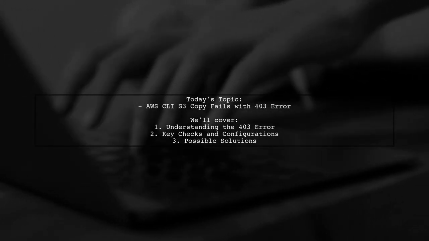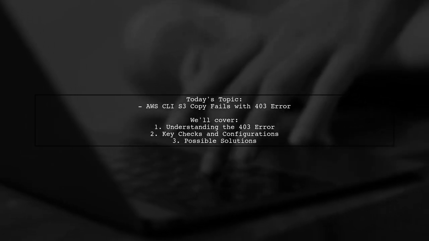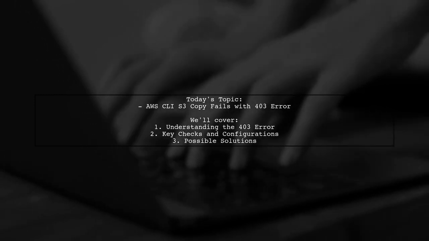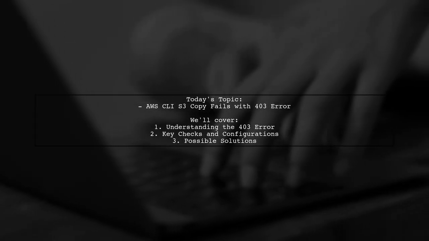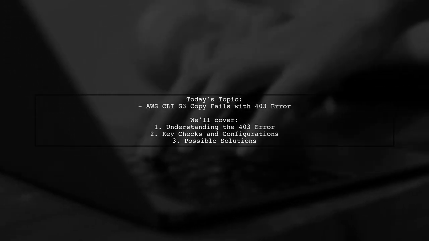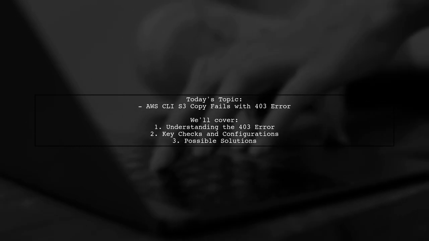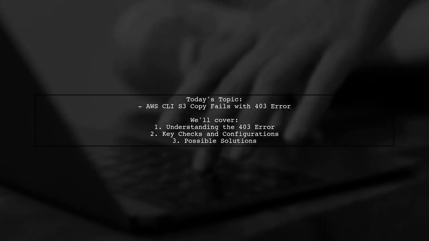Today, we're tackling a frustrating issue that many AWS users encounter. Our viewer is trying to copy a file from an S3 bucket to their local machine, but is met with a 403 forbidden error. Let's break down the situation and see how we can resolve this.